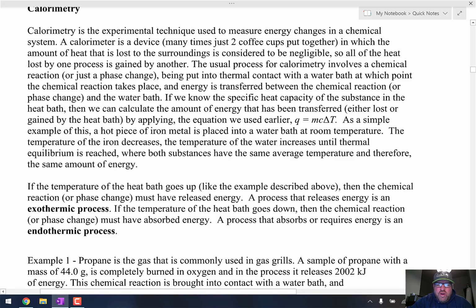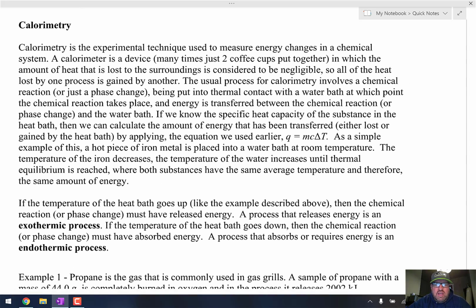When you use the equation Q equals mc delta T in the laboratory setting, what you'll use is something called a calorimeter. A calorimeter is really just a fancy term for something that doesn't allow much heat to escape. A lot of times a calorimeter is something as easy as two coffee cups put together, and then you put a piece of cardboard on top of it. So you don't lose a lot of heat.